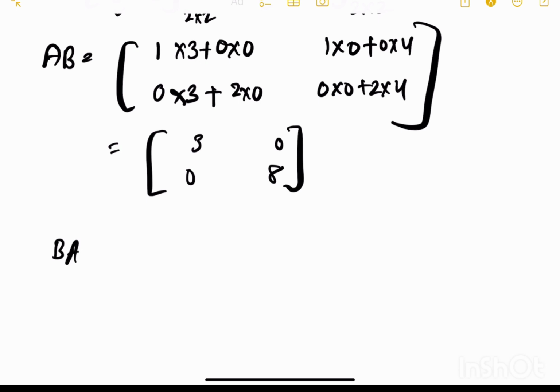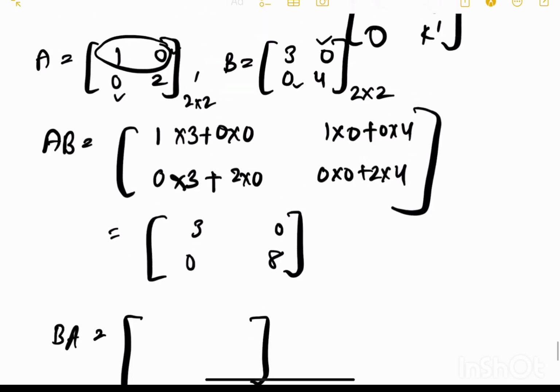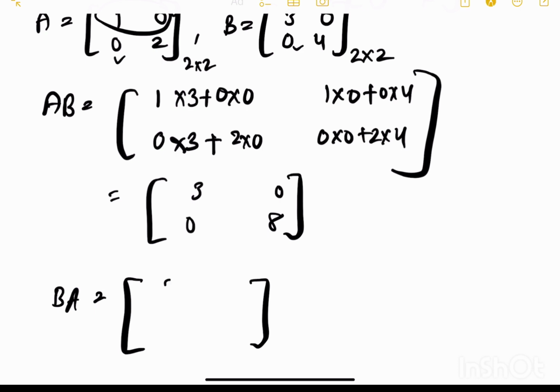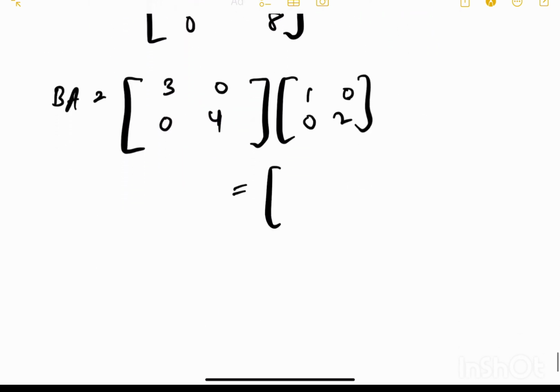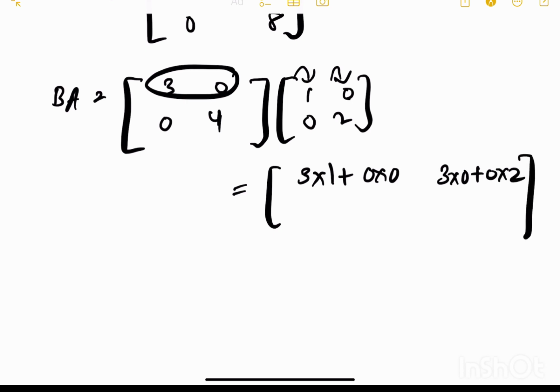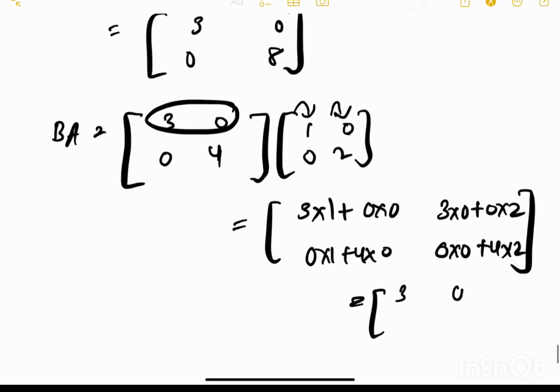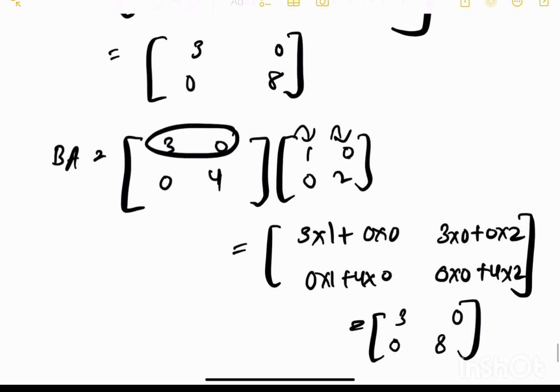Now just find out BA. Okay, I'll just write my matrix B first so that you won't get confused. Okay, what is my BA? I'll pick up the first row and multiply with each of the columns. Now if we observe, we will get the same value as the previous one, that is AB. Now you can observe it, right? It is visible that these two values are same.